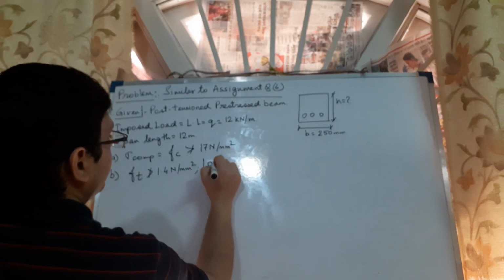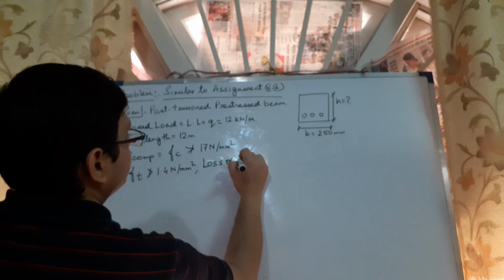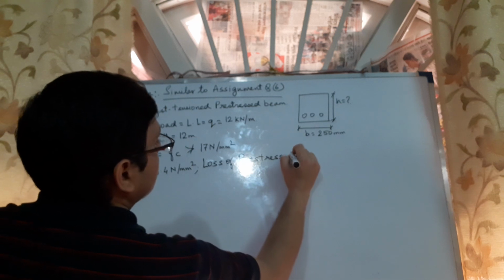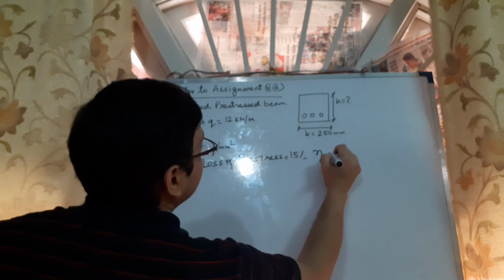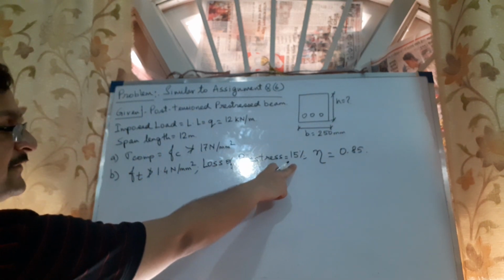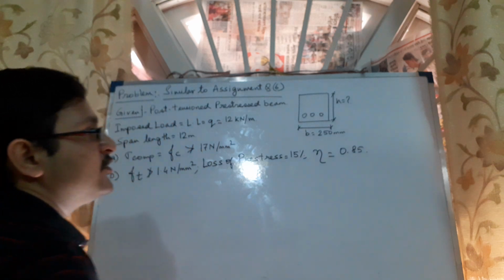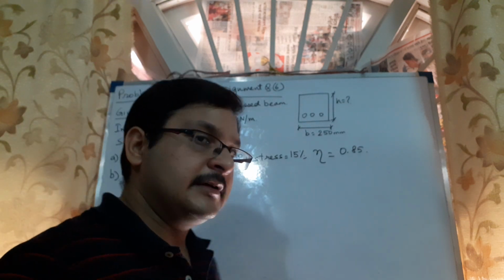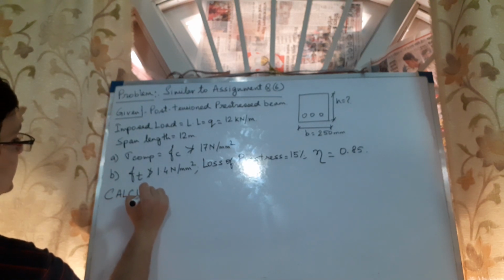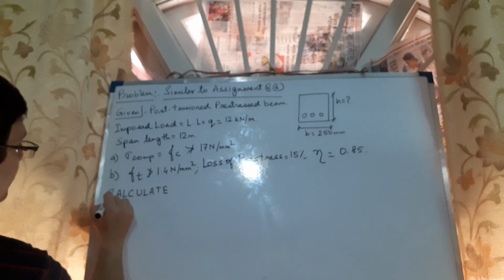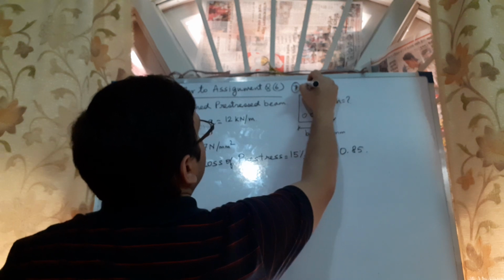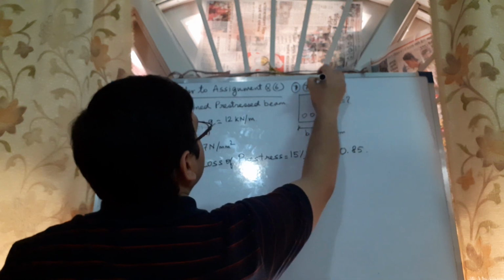Now the loss of pre-stress is given as 15%. That means our loss ratio is 0.85. So 100 minus 15 is 85%, that is, the loss ratio is 0.85. So now, whatever we have to calculate in this section, it is a very important question. Please mark it with triple star. This type of question you will definitely get, and it is very easy.